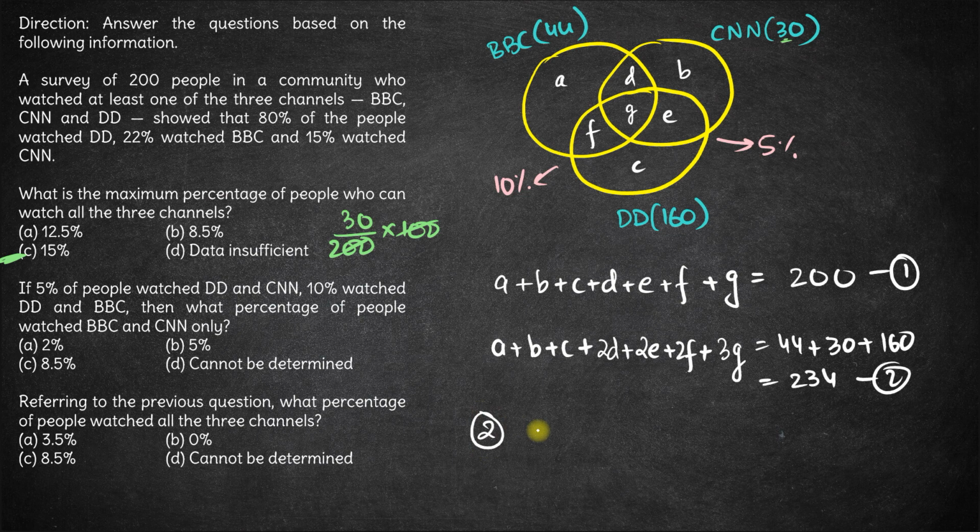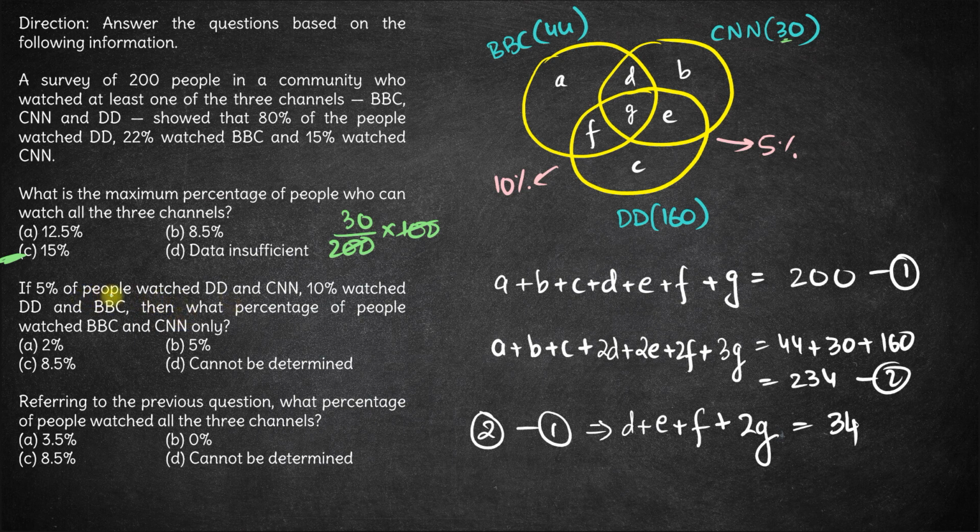Okay. So let's subtract 2 and 1. So 2 minus 1, the right hand side will be 234 minus 200 is 34. Now the left hand side will be, we'll have A minus A 0, B minus B 0, C minus C 0. 2D minus D is D, plus 2E minus E is E, plus 2F minus F is F, plus 3G minus G is 2G. So this is the equation that we have, D plus E plus F plus 2G is 34.